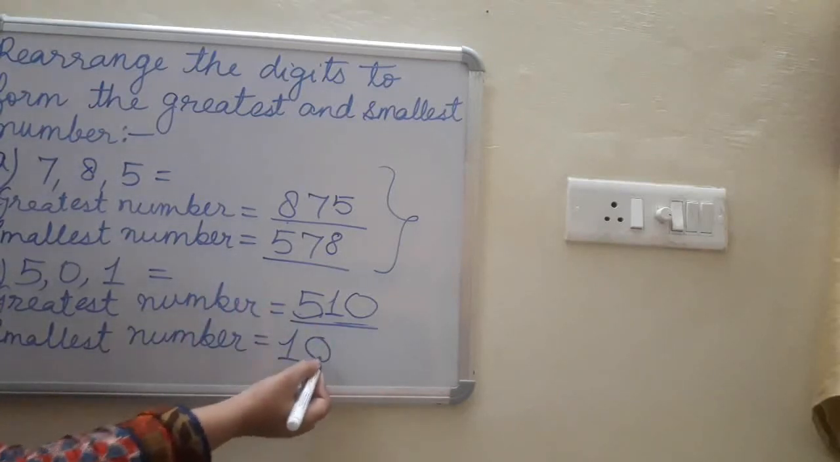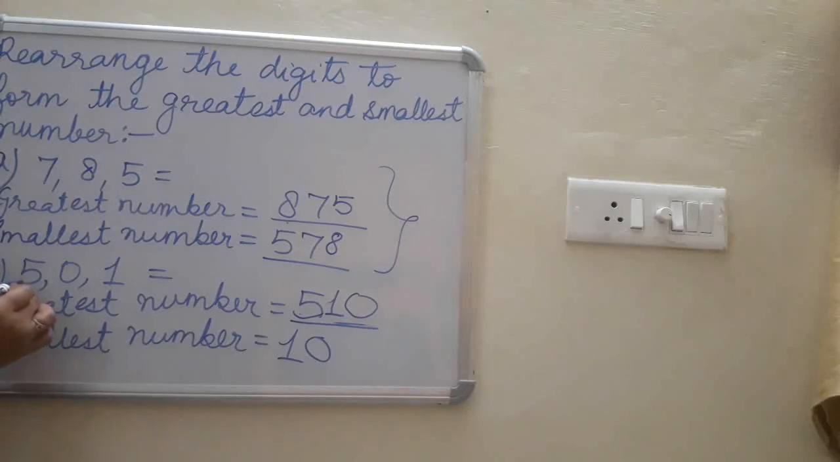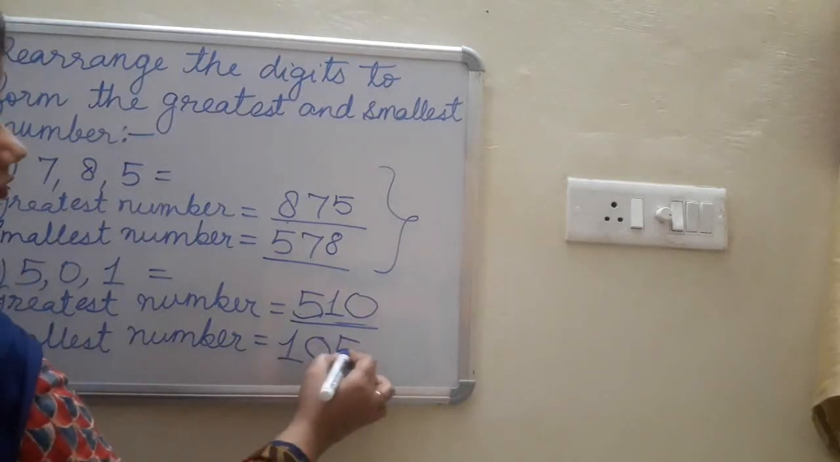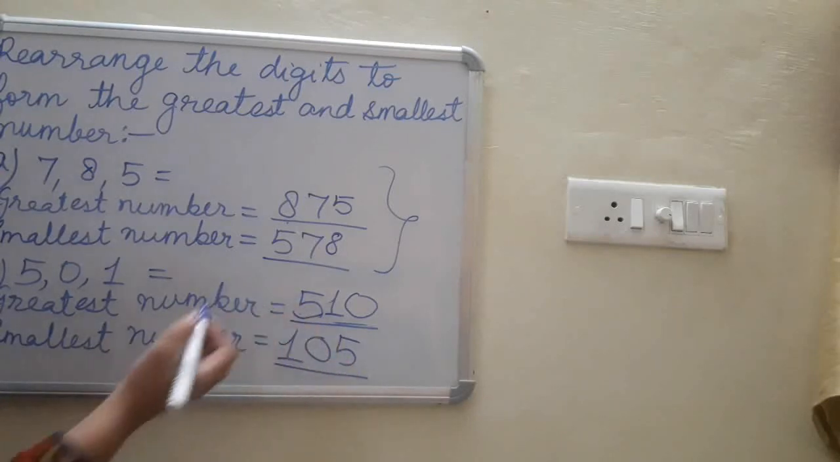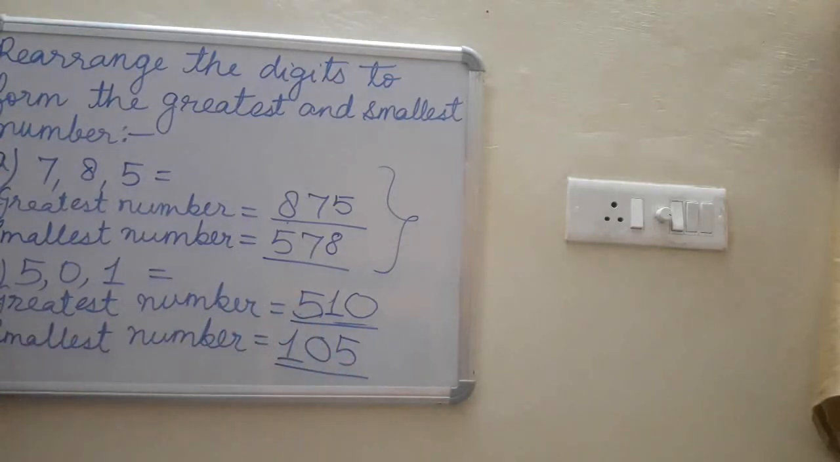So we have put the 0 here. Now we are left with the digit 5. So we will put the digit 5 here. So the number 105 is the smallest number that we have formed using these 3 different digits. Okay children, I hope you all have understood this. Well, now try to do the exercises on your own.